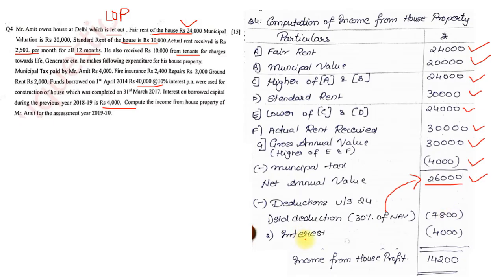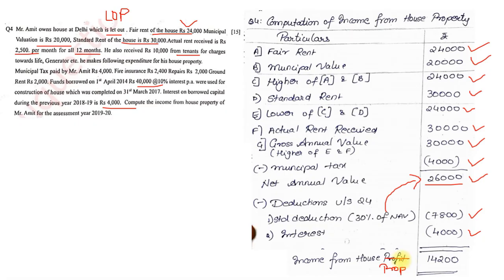Less, second, we have less interest. Interest was already given to us; they calculated 4,000 for us. That's it: 26,000 minus 7,800 minus 4,000. That will give us our income from house property. So I'll just write it: income from house property came to 14,200 rupees.